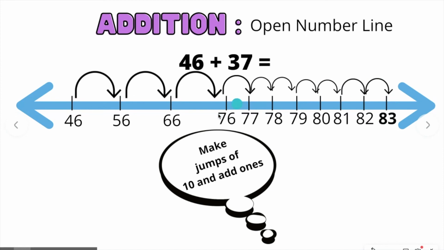You can also jump by tens. Then you may jump 5. Then you can go ahead and jump 2 if that's your approach. It's open number line. You can do whatever jumps you want.